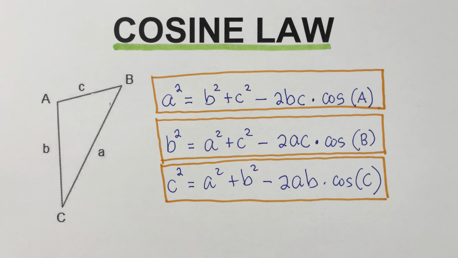Please remember that these letters are variables, which means that in some triangles, it doesn't have to be A, B, and C. It can be any letter in the alphabet.